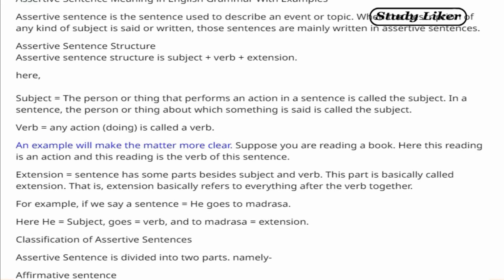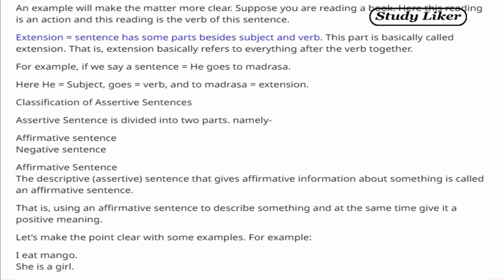An example will make the matter more clear. Suppose you are reading a book. Here this reading is an action, and this reading is the verb of the sentence. Extension means a sentence has some parts besides subject and verb. This part is basically called extension.